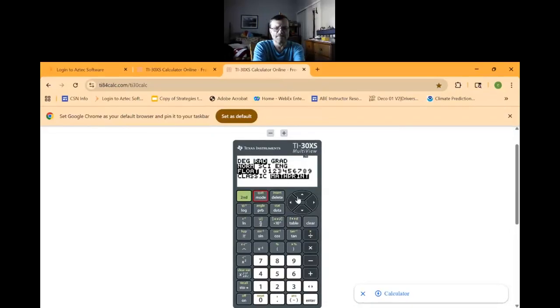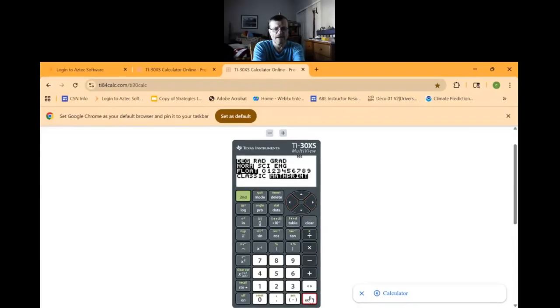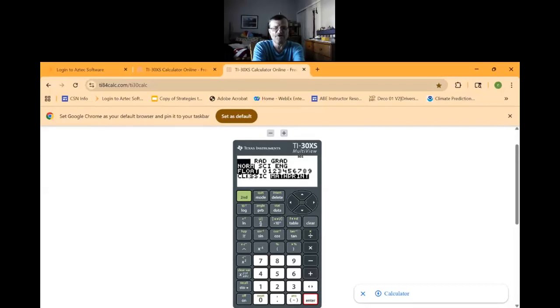So in order to do that, wherever the cursor is blinking, I'm going to use this keypad to move that cursor around. I want it on degrees, and we're going to hit enter. You see how degree is nice and dark? That's what we want. This is the most important one that I teach in my classes.